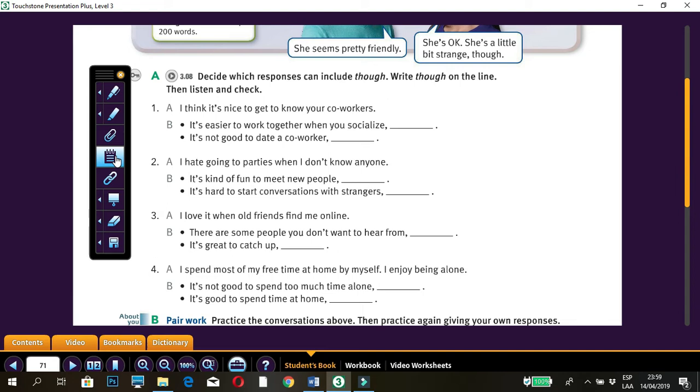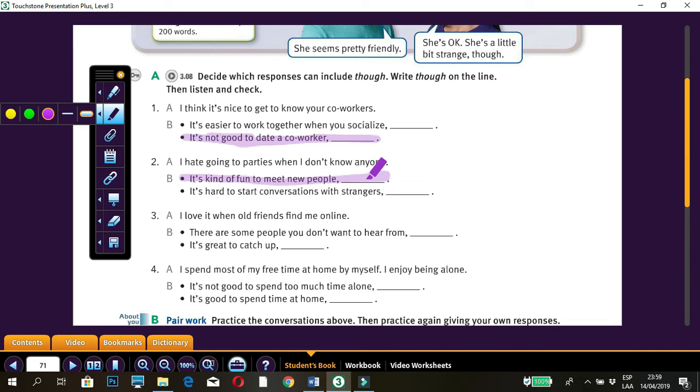Let's see, here. Where do you have to use though? In the ones that include the opposite idea. So for example, in number 1, it says, I think it's nice to get to know your coworkers. The other person says, it's not good to date a coworker though. I mean, it's nice to get to know your coworkers, but it's not a good idea to date them though. In the second one, I hate going to parties when I don't know anyone. What is the opposite idea? I think it's kind of fun to meet new people. That's completely the opposite. So though comes here at the end of this response.